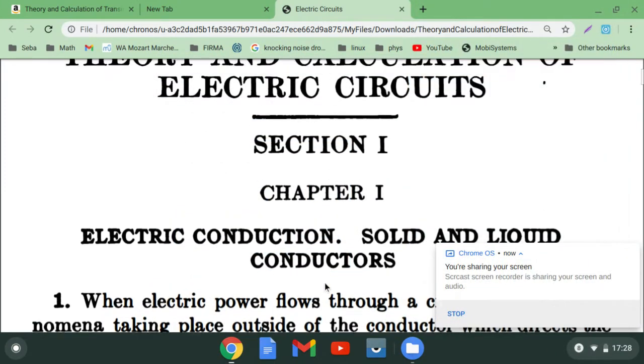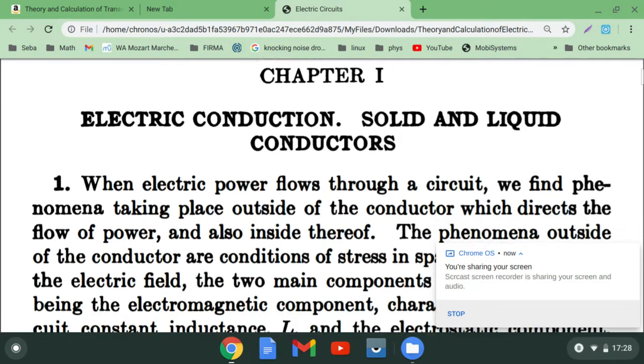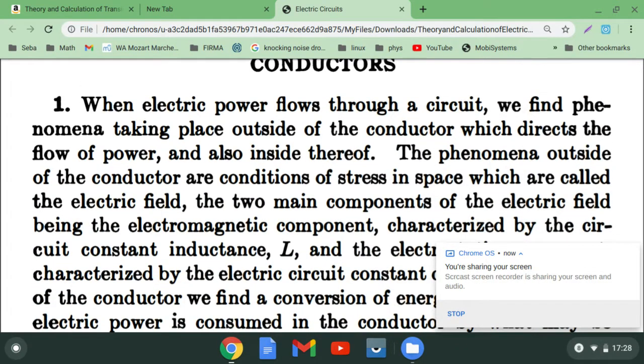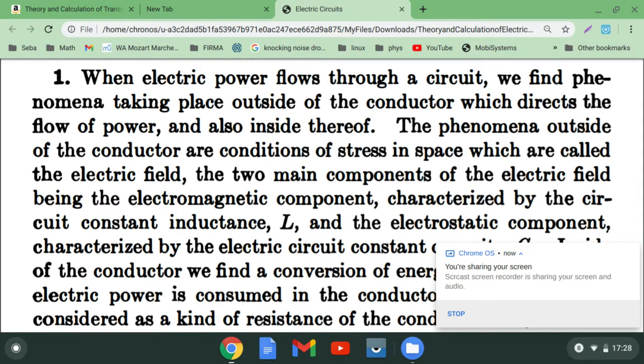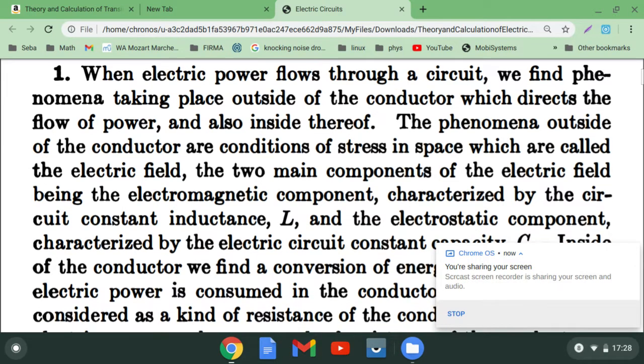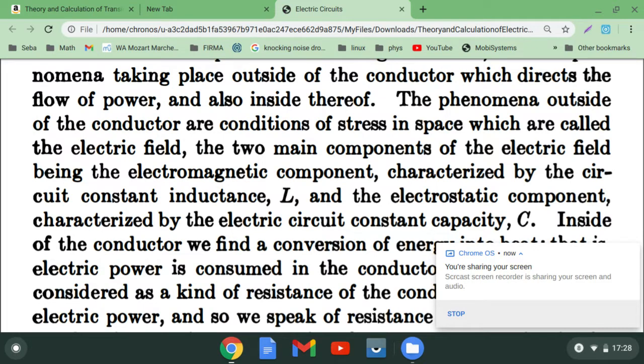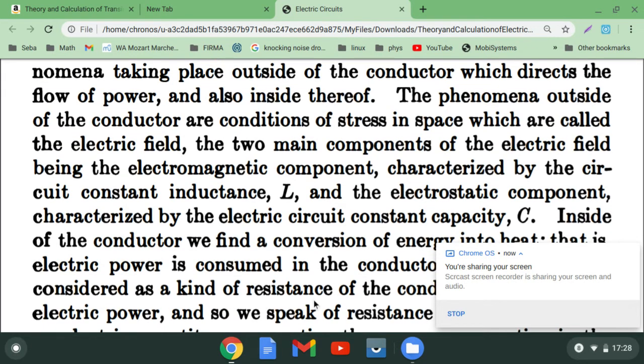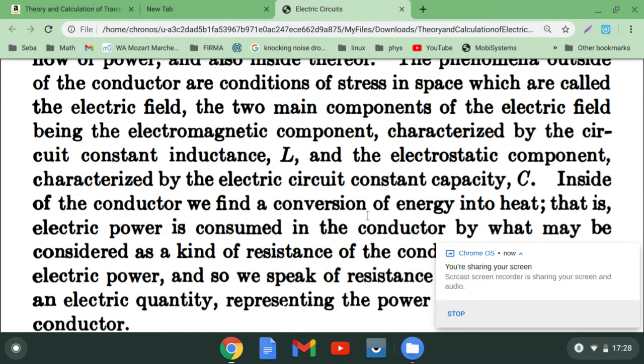Electric circuits, section 1. Electric conduction, solid and liquid conductors. When electric power flows through a circuit, we find phenomena taking place outside of a conductor which direct the flow of power, and also inside thereof. The phenomena outside of a conductor are conditions of stress in space, which are called the electric field.